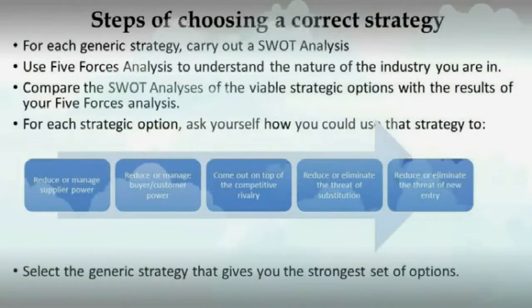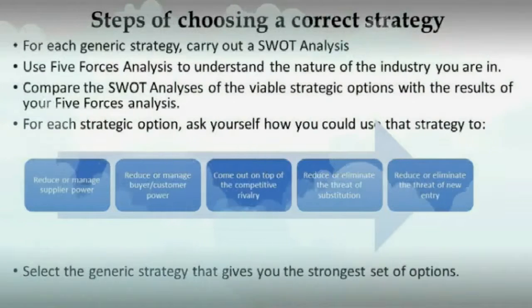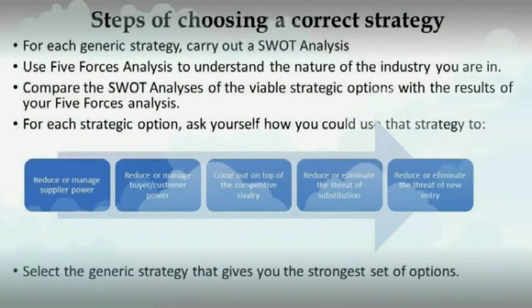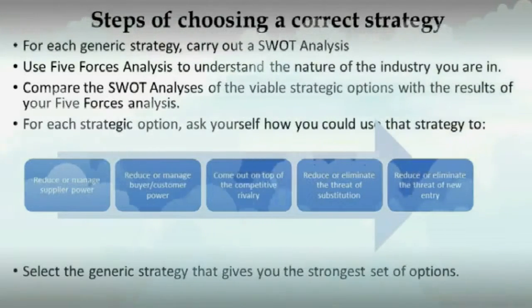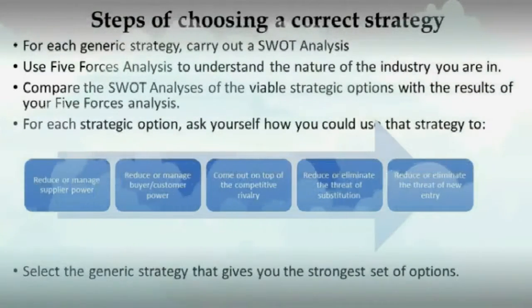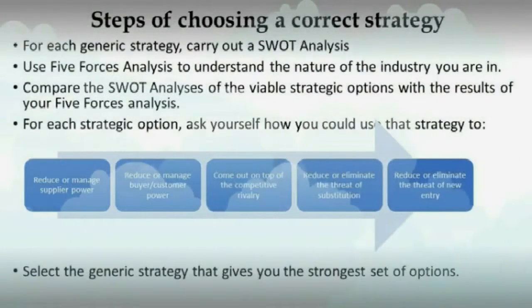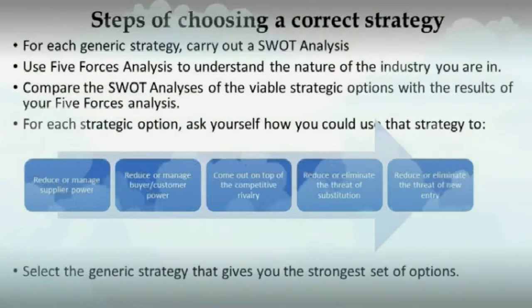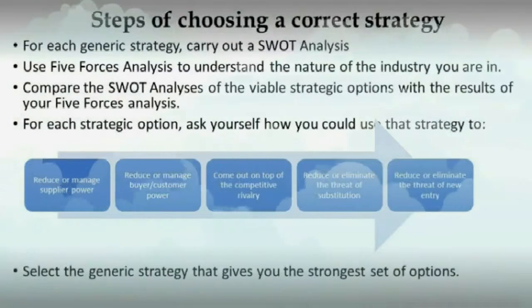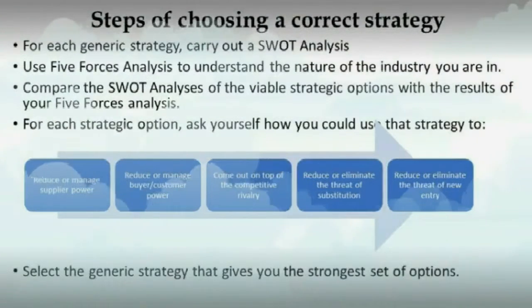For each strategic option, ask yourself how you could use that strategy to reduce or manage supplier power, reduce or manage customer power, come out on top of the competitive rivalry, reduce or eliminate the threat of substitution, reduce or eliminate the threat of new entry. Select the generic strategy that gives you the strongest set of options.